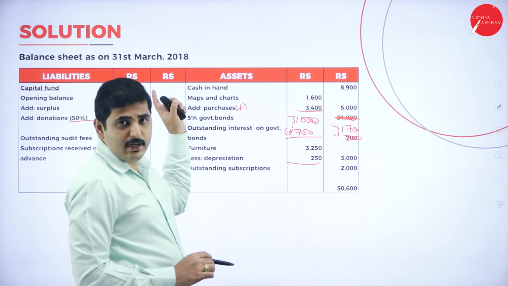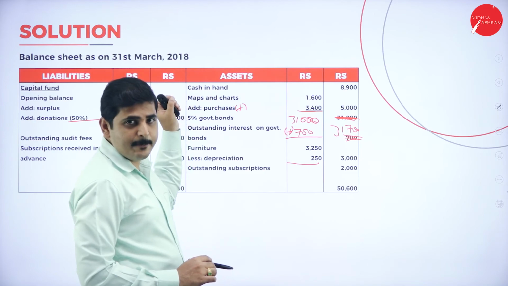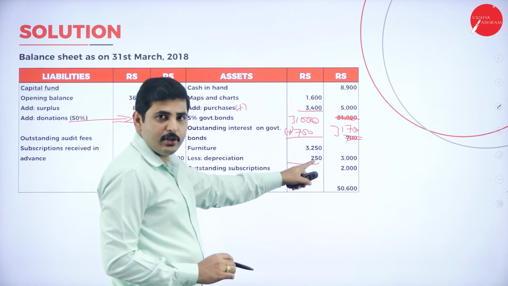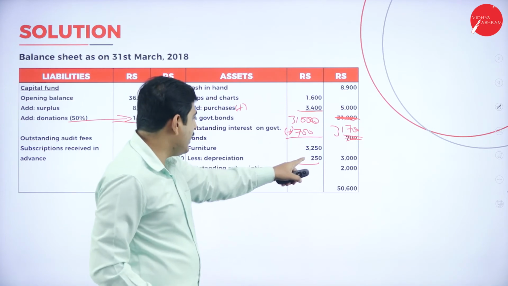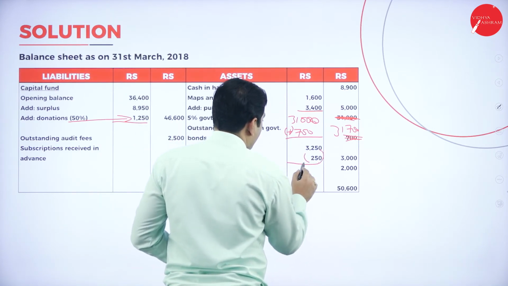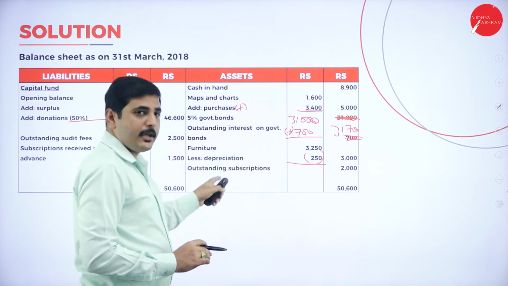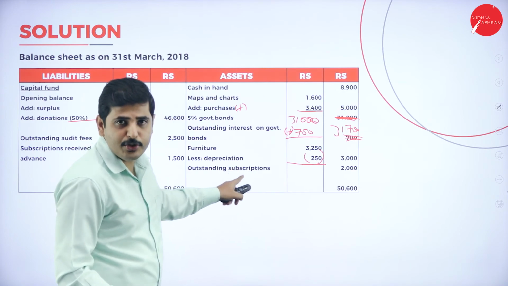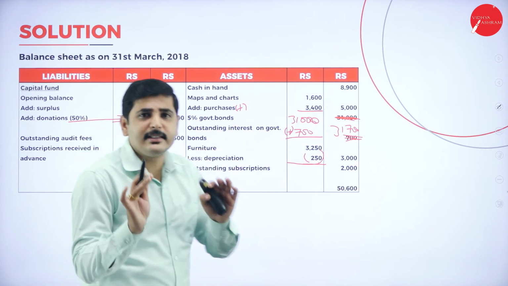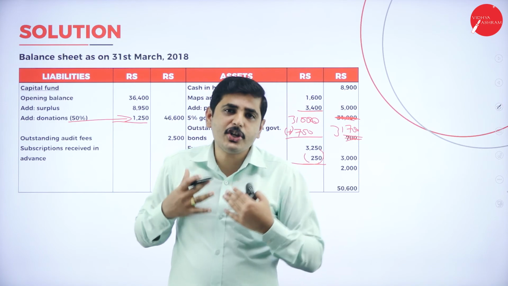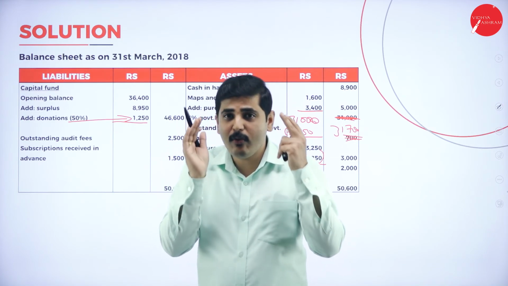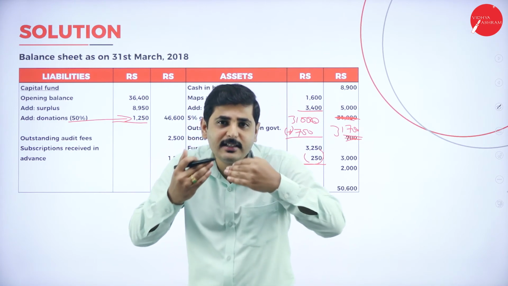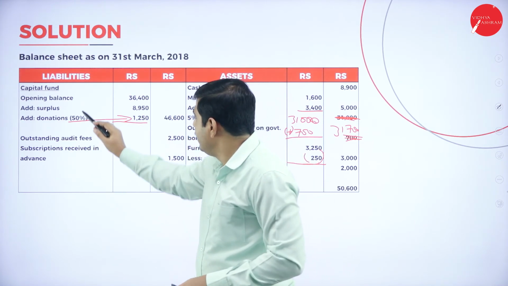One adjustment has already been shown in the income and expenditure account, on the expenses side, this 250 rupees. Again we have to show it here: less depreciation 250 rupees, remaining 3,000 rupees. Coming to outstanding subscription of the current year, it is an income. Income outstanding is an asset for us. What is the asset, what is the liability? Whatever belongs to us is an asset. Whatever belongs to others is a liability.